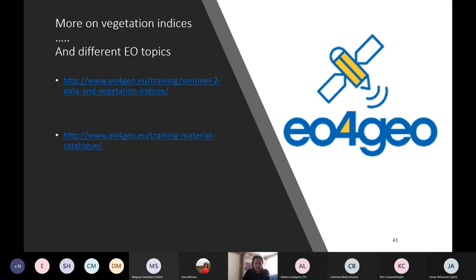And if you're interested in these vegetation indices and other Earth observation topics, I would advise you to go to this training module we have here that is all about vegetation indices. And you can also check out this training material catalog that we have on the website.